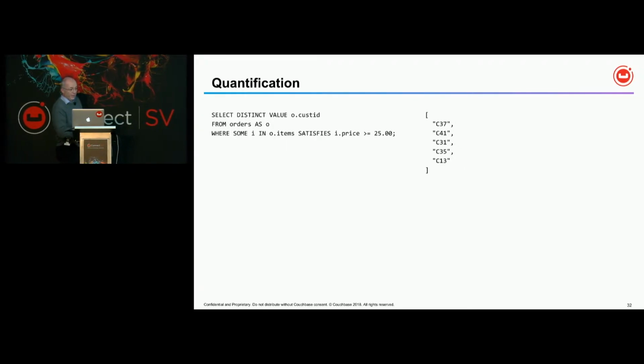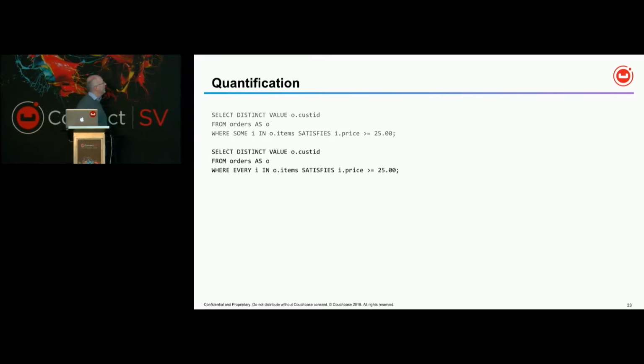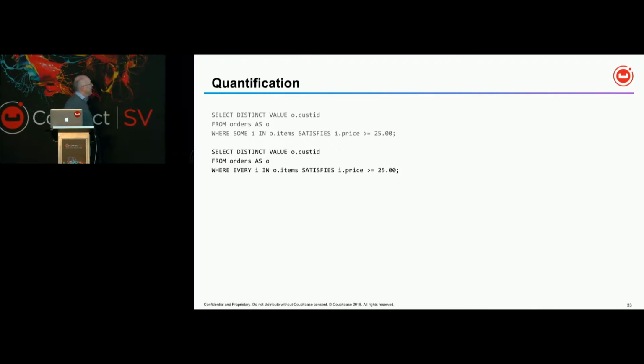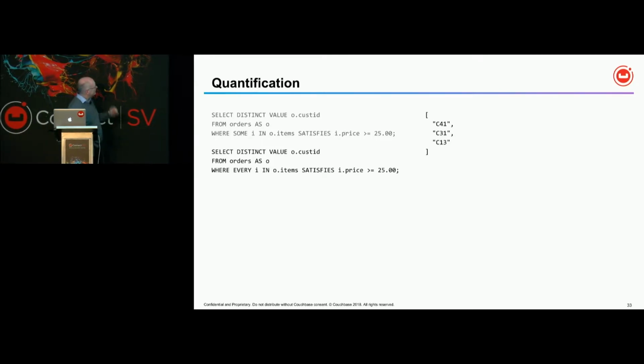All right, so that was the case where there's at least one. The next case we need to look at is if we want to say something about all of them. We have a very similar formulation: instead of some, we have the every keyword here. The condition is where every item in the items satisfies that the price is greater than 25. So naturally we'll probably have fewer results, which is true. There were at least two items that had one item above 25, but not all of them.